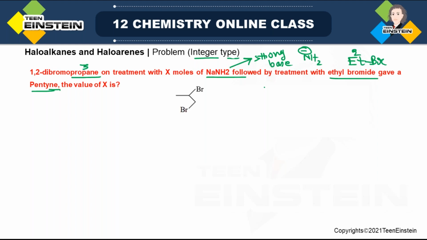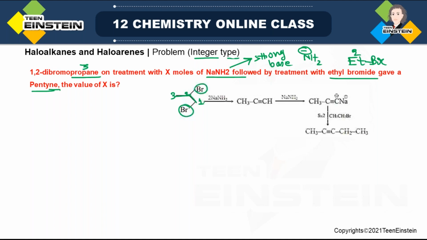Now the structure of 1,2-dibromopropane is this one. So this is carbon number 1, this is 2, this is 3. So this is a propane chain, right? But at 1 and 2 position there are bromine substituents. Now here the role of amide, that is the role of NH2 minus ion, is to capture the beta hydrogen. Now in this molecule, removal of HBr is possible, elimination is possible because base is there. But see, 2 bromine atoms are there. So it may be that the elimination can occur 2 times.